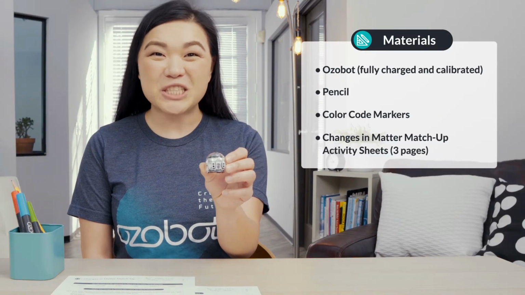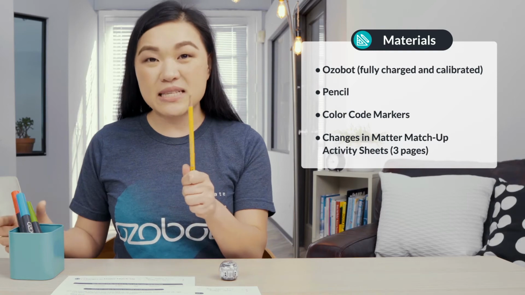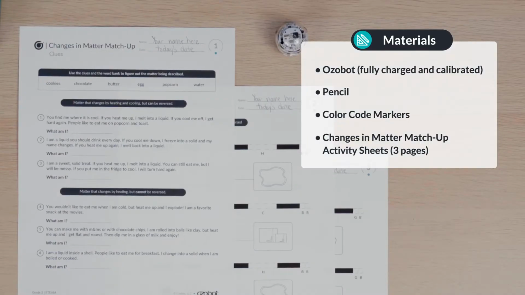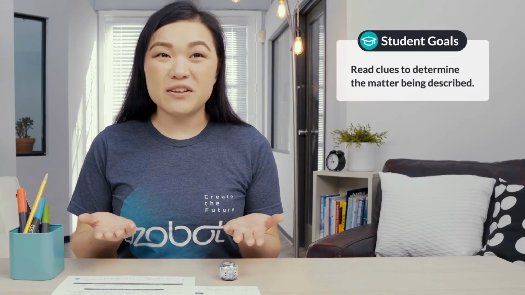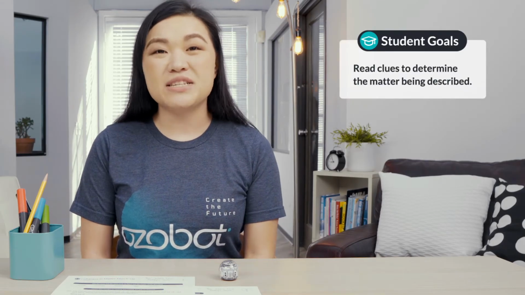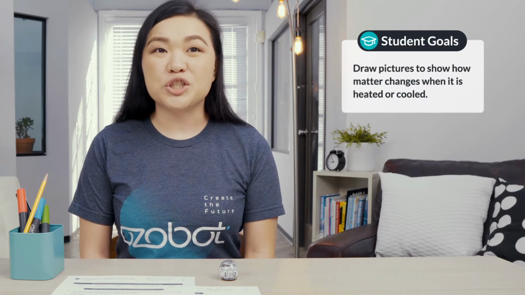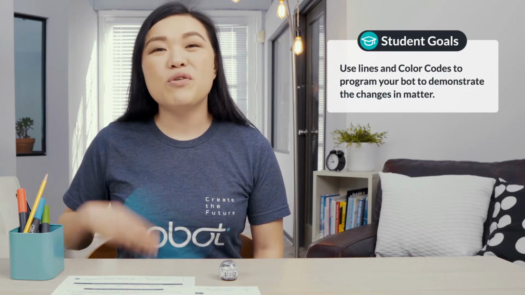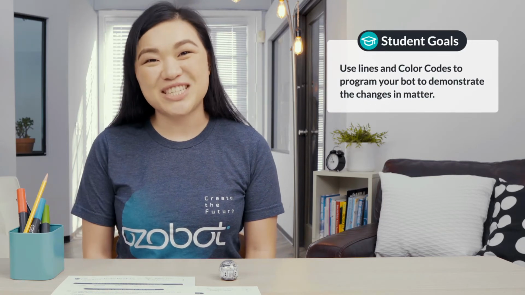For today's lesson, you will need an Ozobot fully charged and calibrated, a pencil, color code markers, and 3 pages of your changes in matter activity sheets. In today's lesson, you will read clues to determine the matter being described, draw pictures to show how matter changes when it is heated or cooled, and use lines and color codes to program your bot to demonstrate changes in matter.